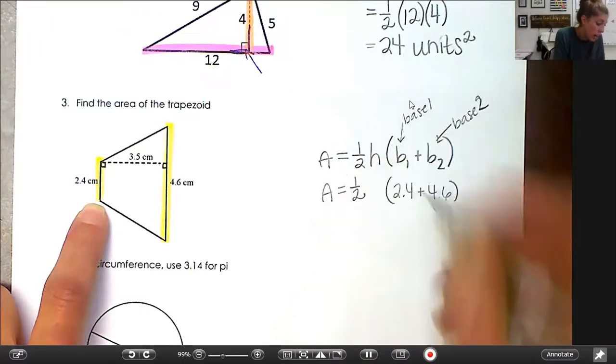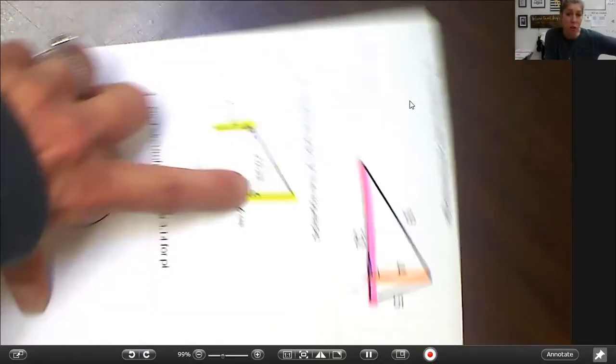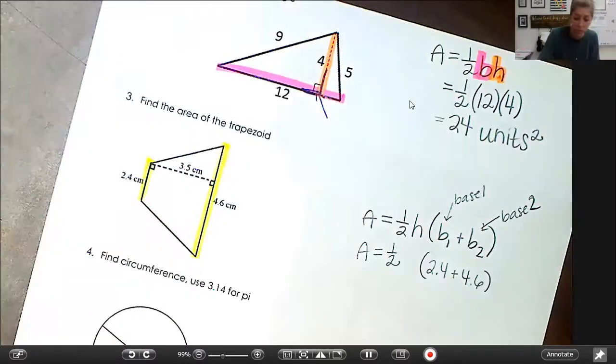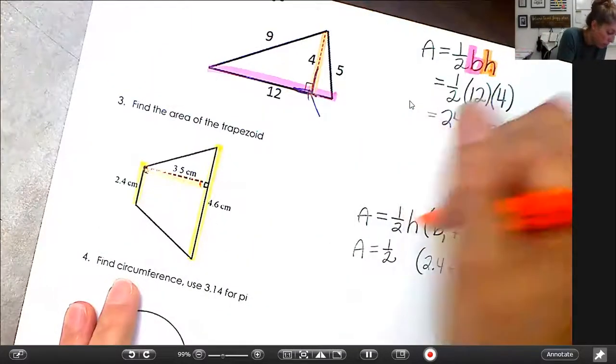Half is good, and then the height. Remember, the height is perpendicular to the base. See how they form a right angle together? So that height, I guess I can use the same color, is the 3.5. Okay.